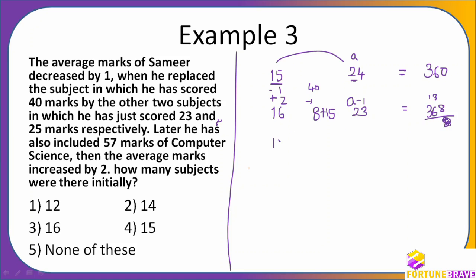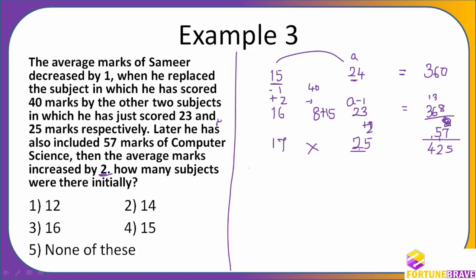Now we'll add one more subject, plus 57. We have to add 57, so we'll add it here: 368 plus 57 is 425, right? Now what will happen to the average? The average will increase by 2, that is what they are saying, so this will become 25. So 17 into 25 is how much?